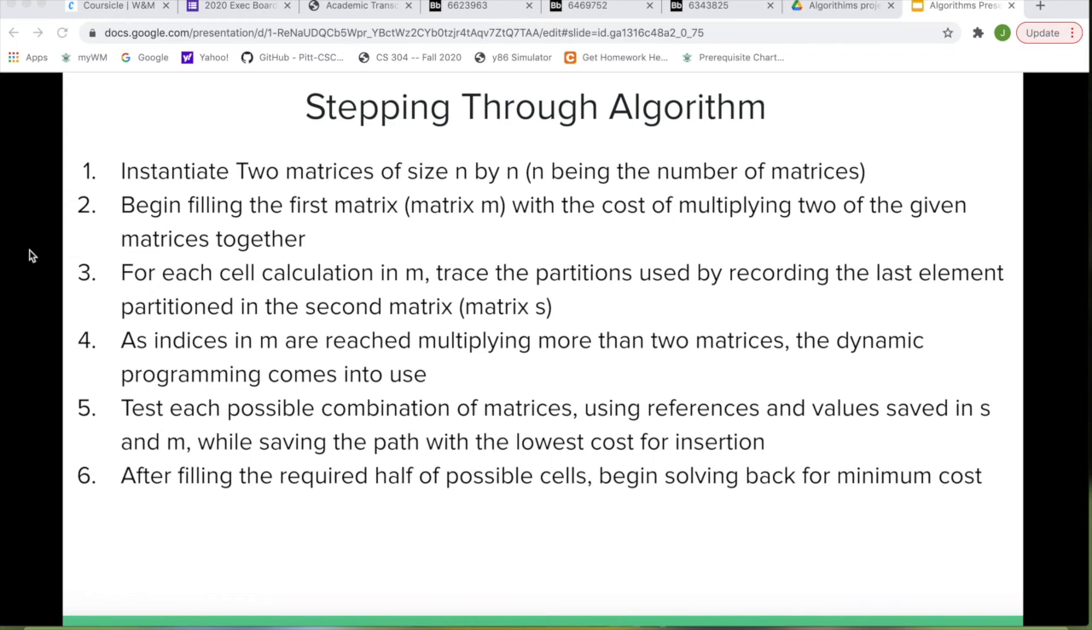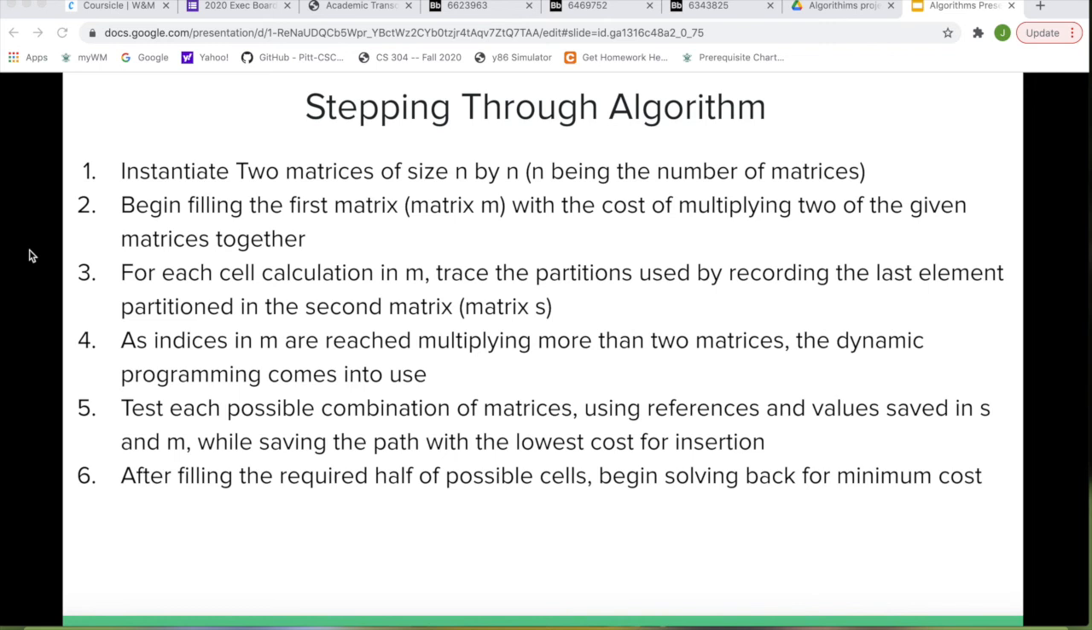So if you're multiplying a series of matrices 1 through 4, and the most efficient manner is to put the biggest parenthesis around the series 2 to 4, that initial partition is going to be at matrix 1. So we're going to put a 1 in matrix S, and then continue to calculate the costs working backwards, using our smaller solutions to solve for the larger problem.